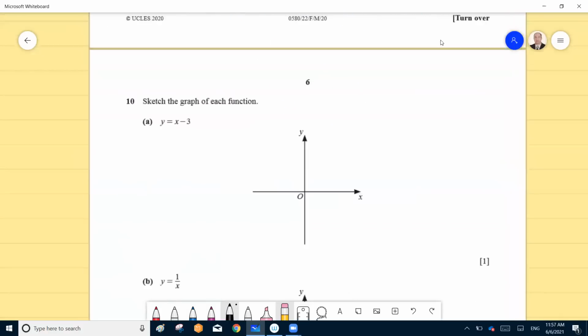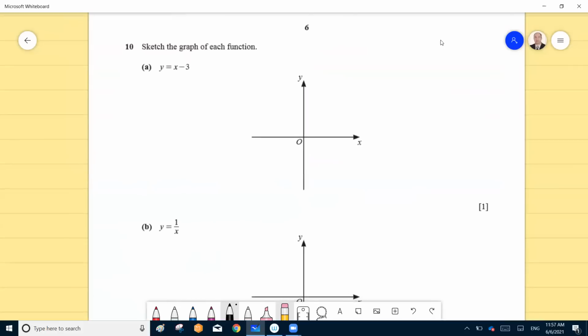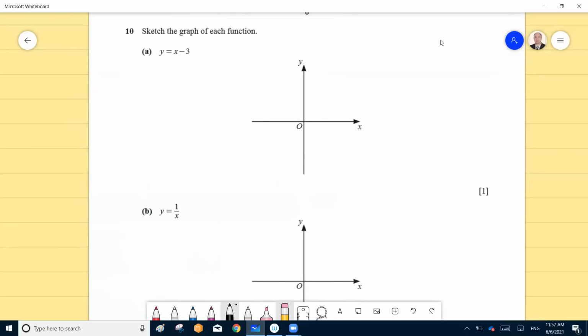Okay, question number 10. Sketch the graph of each function. When you sketch the graph, you have many methods to sketch it. I use this method. Consider the coefficient of x is 1/1, x minus 3. Go to the point -3 here, the y-intercept, and from this point, try to draw a straight line with the gradient 1/1. One up, one right, like this, one up, one right, and one up, one right. You will get the point 3 here.